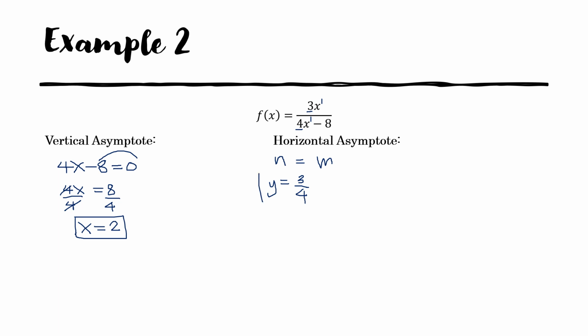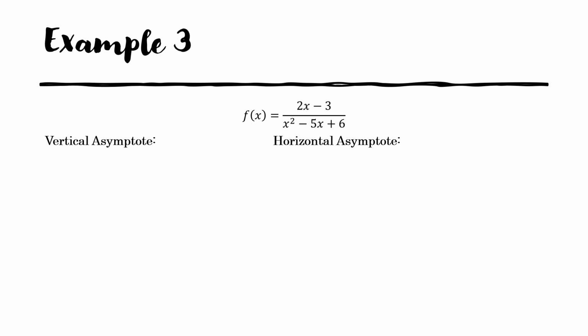So this will be our horizontal asymptotes. Okay, so let us do example number 3.